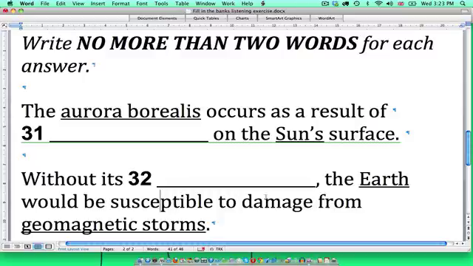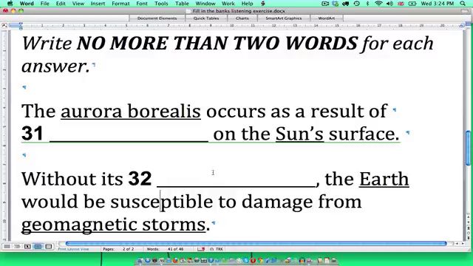And so basically we're listening for something that the Earth needs to protect itself from damage. Okay, so that's the word that's going to be filled in here. Okay, so it's now clear what sort of word we're listening for.